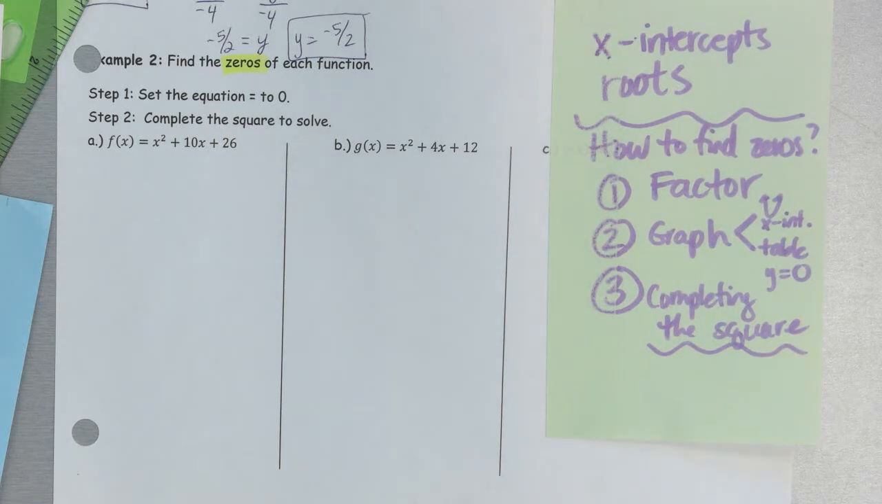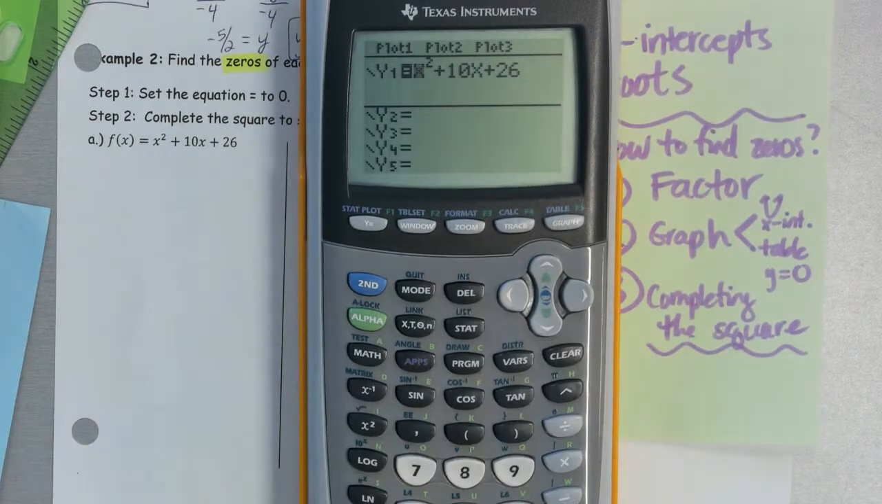Well, what about the graph? I know some of us, if we had trouble factoring, were like, oh yeah, guess what? I can find the x-intercept, and that can help me factor. That's true. Okay, so let's graph it: x squared plus 10x plus 26. Now when I graph it, what am I looking for?